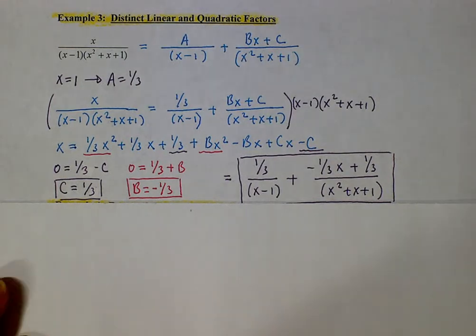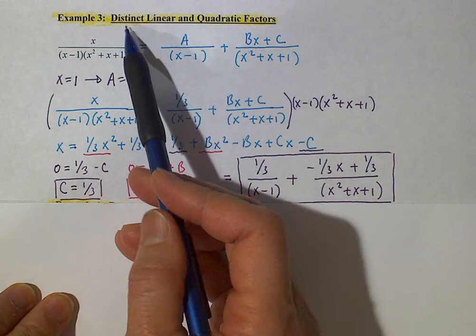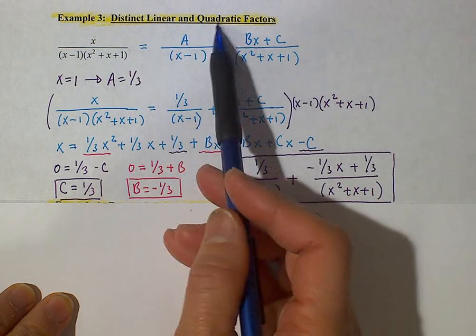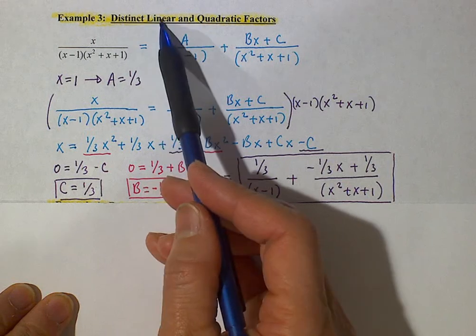This is a continuation of partial fraction decomposition on section 6.4, and this is page 8 of your class notes. So the third example that we're going to look at is what we call distinct linear and quadratic factors. So when I mention these terminologies, what it's referring to are the factors.